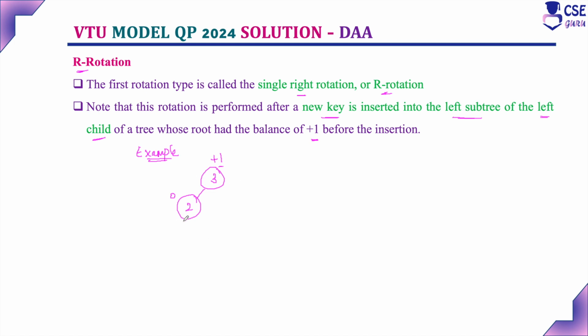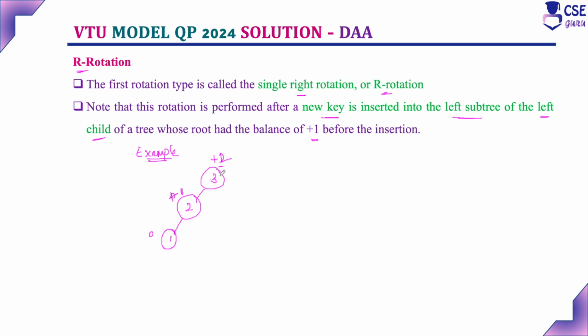Now I am going to insert a new node as a left child of the left subtree. If I insert a new node here, the balance factor will get affected. Here the value is 0, here the balance factor is plus 1, and here the balance factor has become plus 2. What do you mean by balance factor? The height of the left subtree minus the height of the right subtree. So here it is unbalanced.